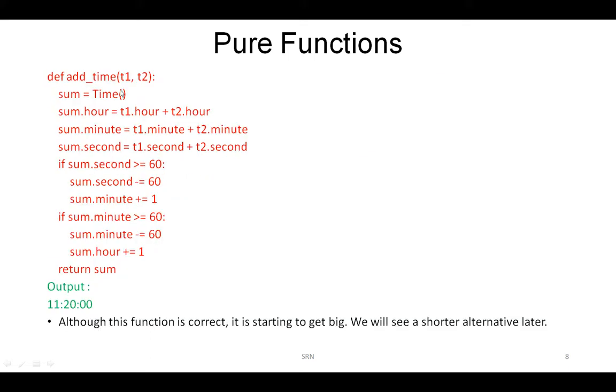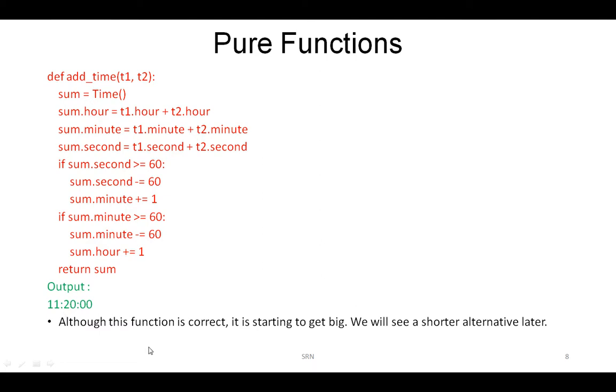Now we have to modify the function. So add time, we are passing two arguments. We are creating sum, a new object of time type, and adding hour to hour, minute to minute, and second to second. Now after adding this, if the second is greater than or equal to 60, decrement the second by 60, then increment the minute by 1. If the minute is greater than or equal to 60, decrement the minute and increment the hour and return the sum. Now if you call this add time with the previous example, then it will show 11 hours 20 minutes and 0 seconds. So the movie gets over at this time.